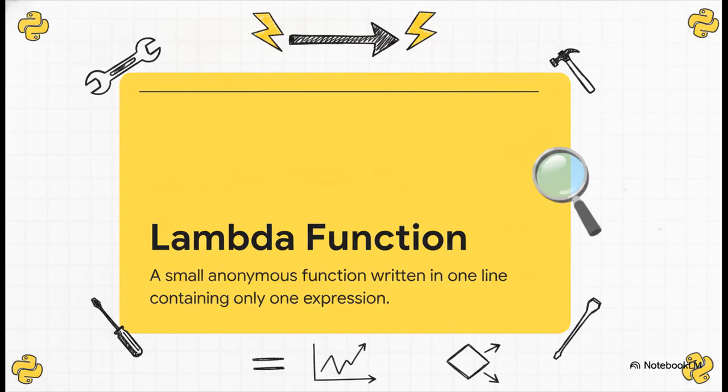On the complete opposite end of the spectrum, we've got Lambda functions. These are tiny, anonymous functions written in just a single line containing only one expression. When you need some quick, throwaway decision logic and writing out a full multi-line function would just be total overkill, Lambdas are your best friend. They're basically the quick fix multi-tools of the Python world.